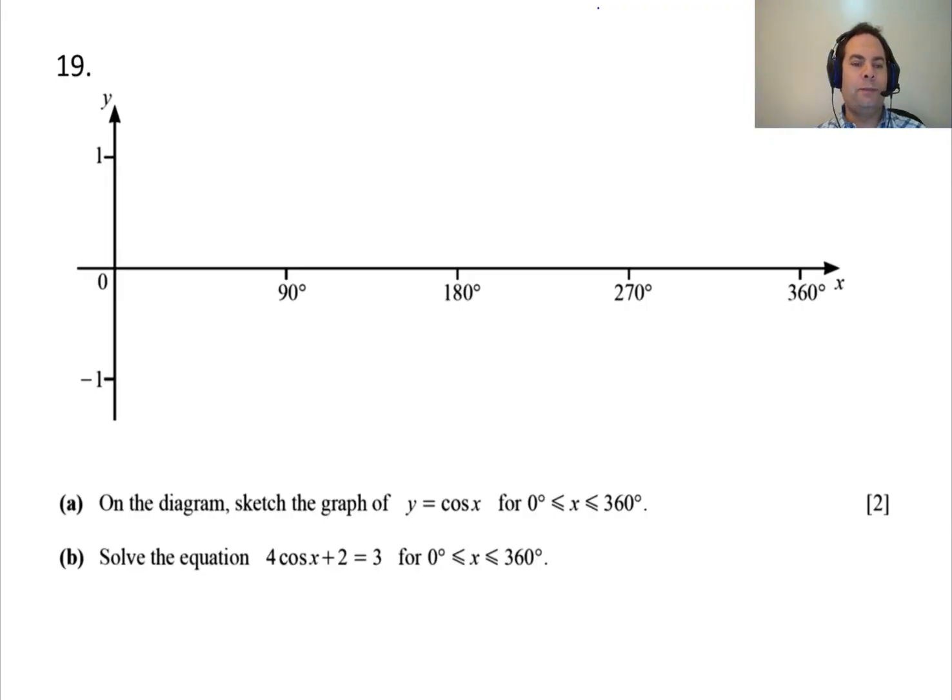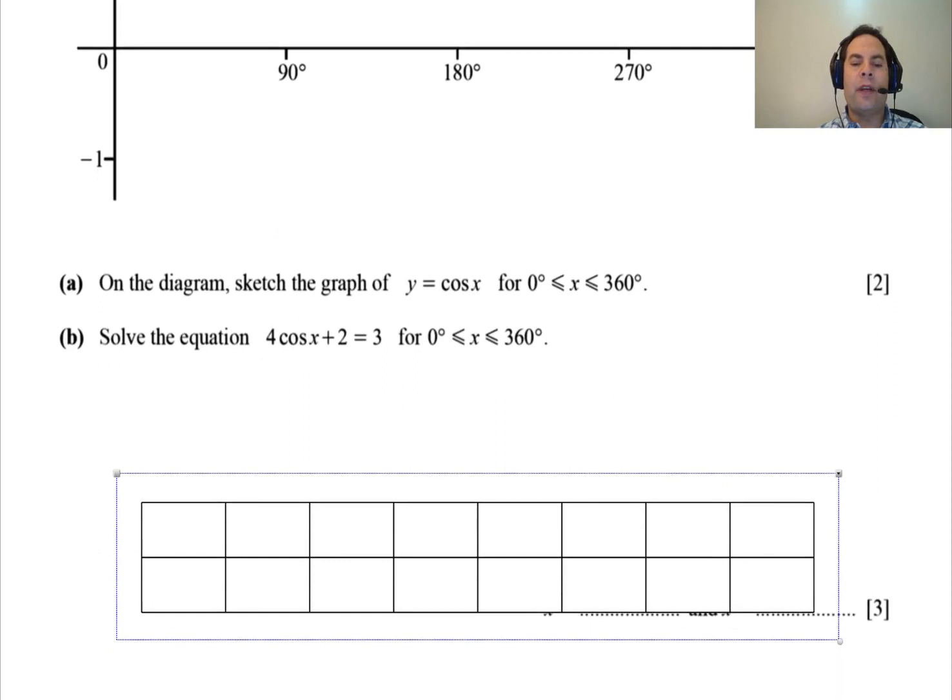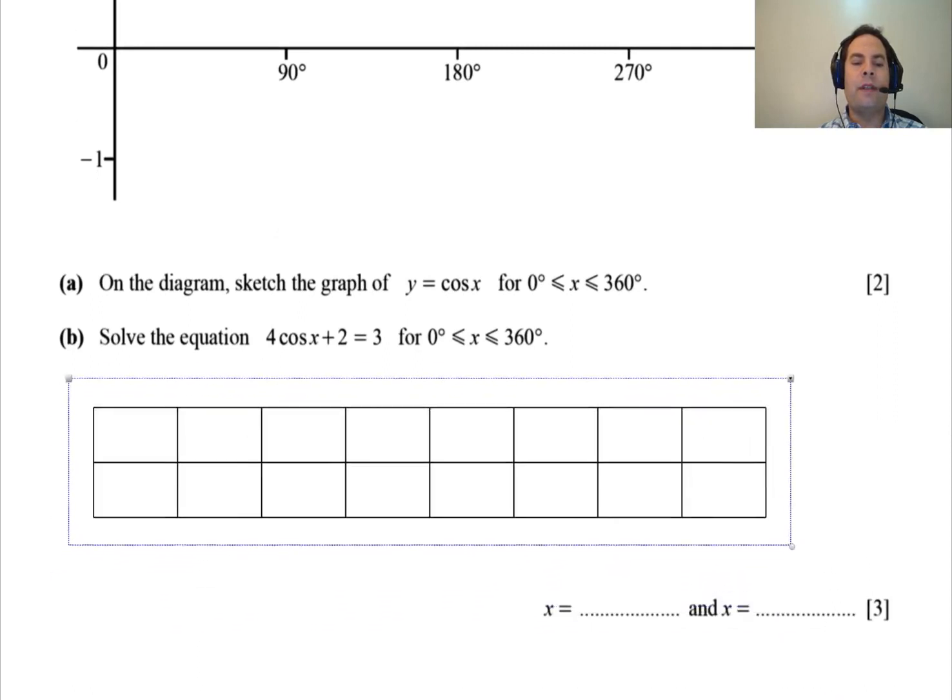Question number 19. On the diagram, sketch the graph of y equals cosine x for x greater than or equal to 0 and less than or equal to 360 degrees. Y equals cosine x is a function. Like any function, you can sketch it in the given domain from 0 to 360. You can form a table. This table starts from 0 and ends with 360. You can use steps of 90.